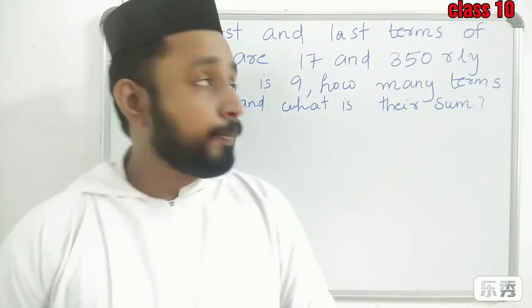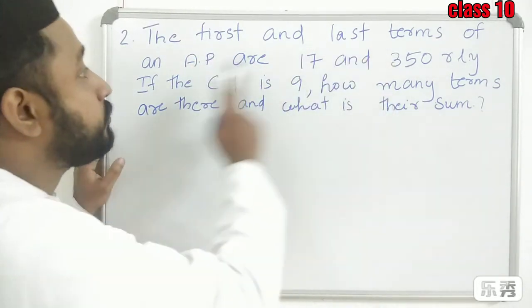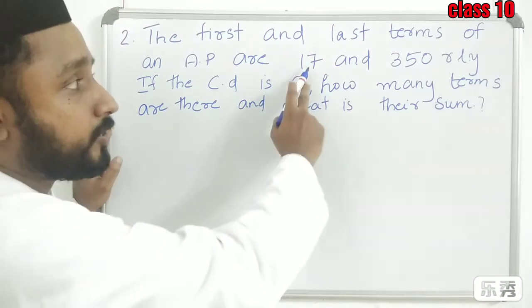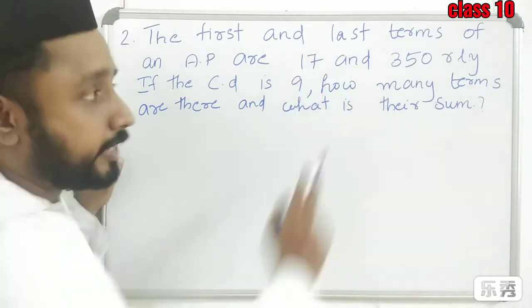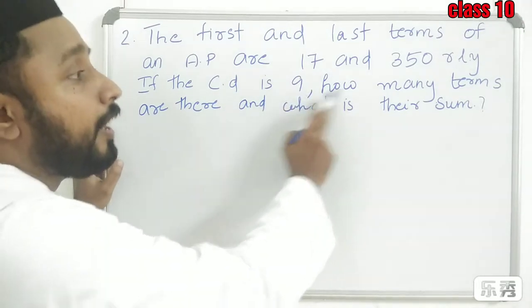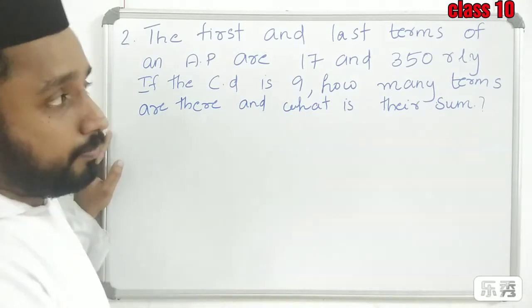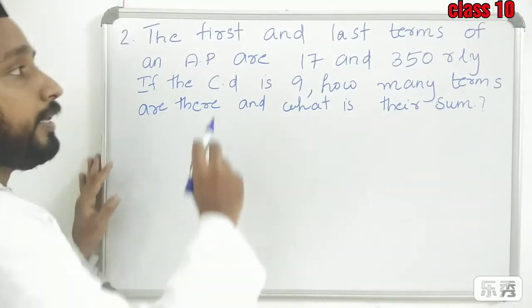Let us consider another problem. The problem is: the first and last terms of an AP are 17 and 350 respectively. If the common difference is 9, how many terms are there and what is their sum? So we have two questions in this AP.